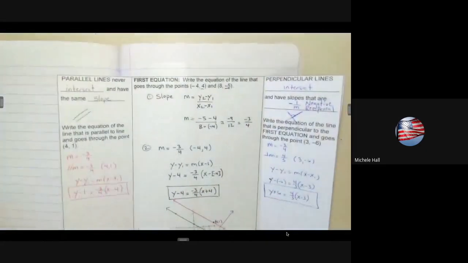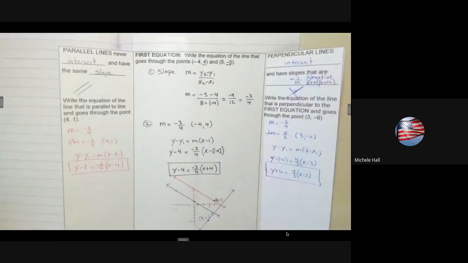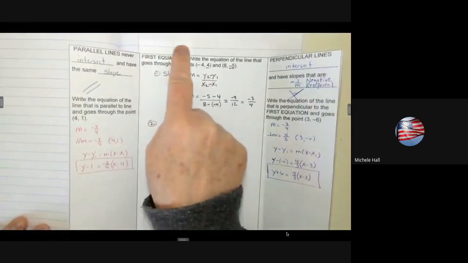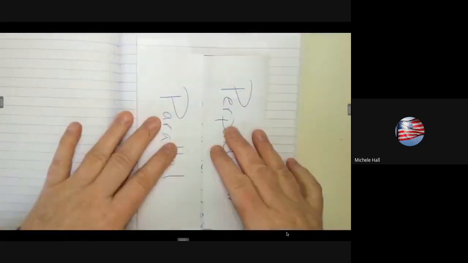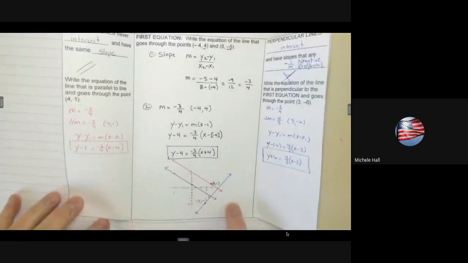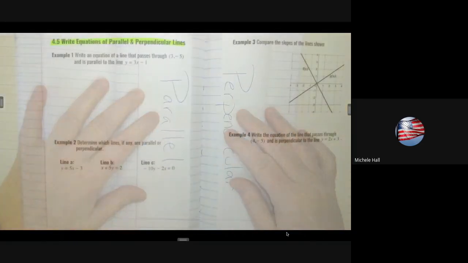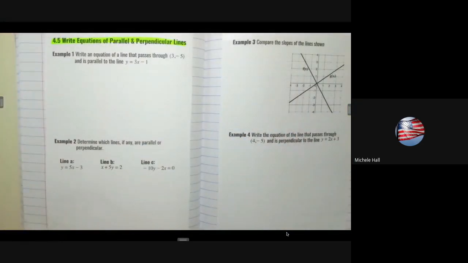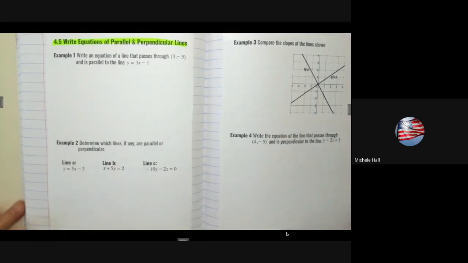All right, I taped this into my notebook and I taped the top corners so that it could still fold, and the bottom as well. Example 1: write an equation of a line that passes through (3, -5) and is parallel to the line y = 3x - 1. If I had a point and I had a slope, I would be good to go.